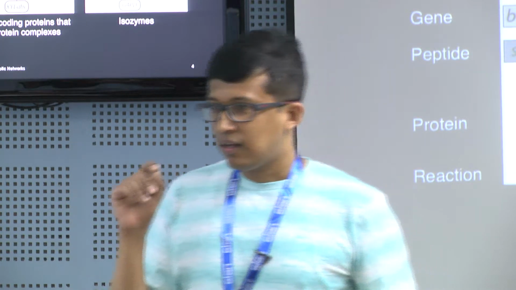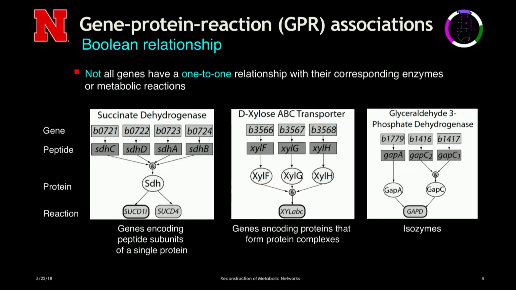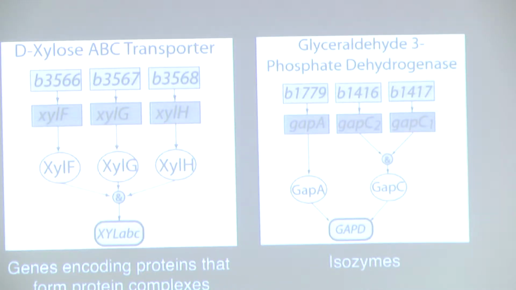So, for the third example, again you can see three different genes, and these 3 different genes can produce 3 different peptides. I think the pointer is okay. These 2 different peptides can be assembled into a protein complex, but you can see that these 2 proteins are kind of isozymes. So, if you have just one of them, your reaction will be active and it could carry flux.